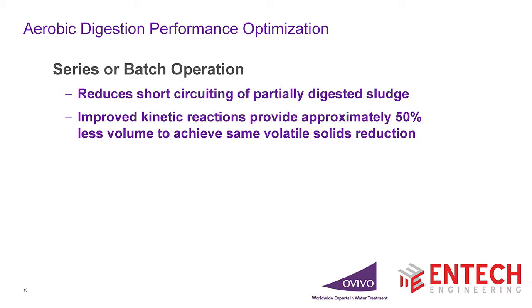Series or batch operation is about getting efficiency through the process. In years past, folks have quite frankly used aerobic digesters as just places to store sludge. But if we operate a batch process or a stage process, we get significantly more efficiency. This is something that we've known for a long time, but we can get the same job done in about half of the volume. That's the benefit here. So next slide.